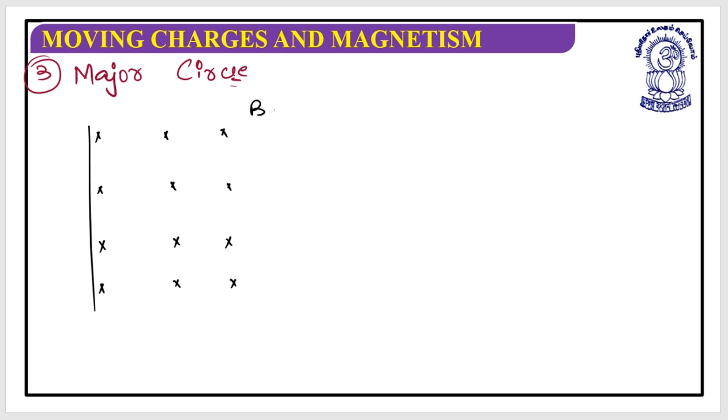Now the charged particle has entered like this, and it is moving like this. Yes, this is the situation, and it makes an angle theta over here. This would be the angle theta.